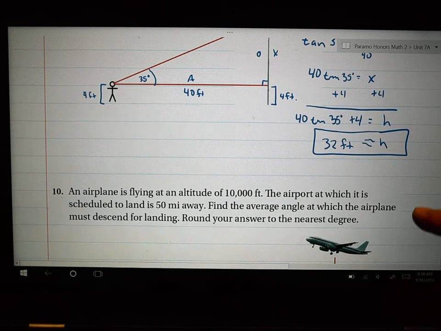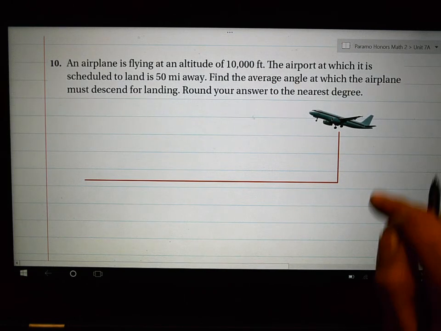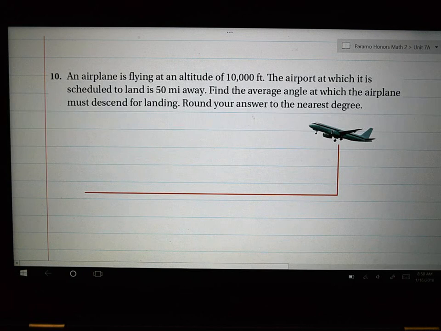The other example that I chose to do with you is number 10. And this will be our last example, and then we'll take a little bit of a break. An airplane is flying at an altitude of 10,000 feet. The airport at which it is scheduled to land is 50 miles away. Find the average angle at which the airplane must descend for landing.